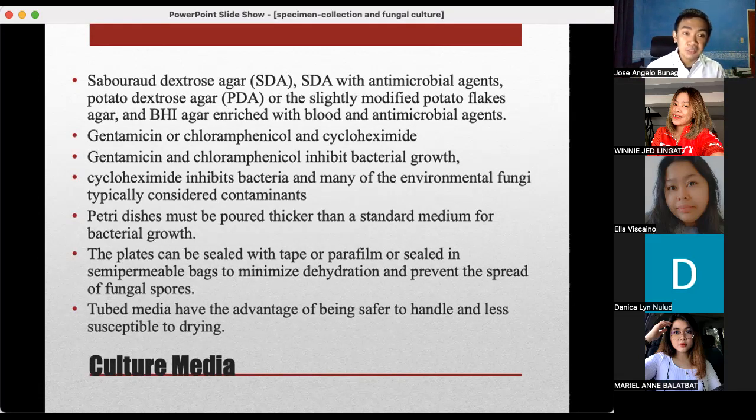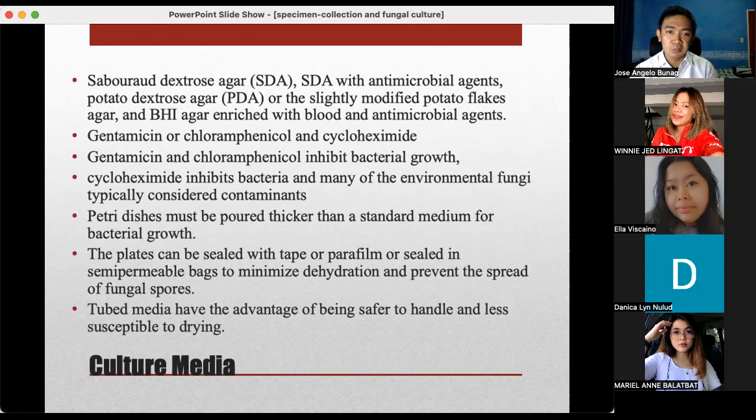So relatively few types of standard media are needed for primary isolation. These include your Sabouraud dextrose agar, your Sabouraud dextrose agar with antimicrobial agents. You could also use your potato dextrose agar or the slightly modified potato flakes agar, and yung ating mga BHI agar enriched with blood and antimicrobial agents.